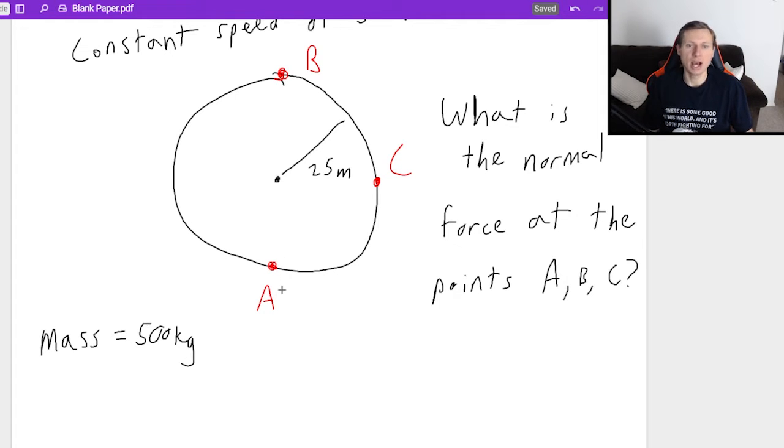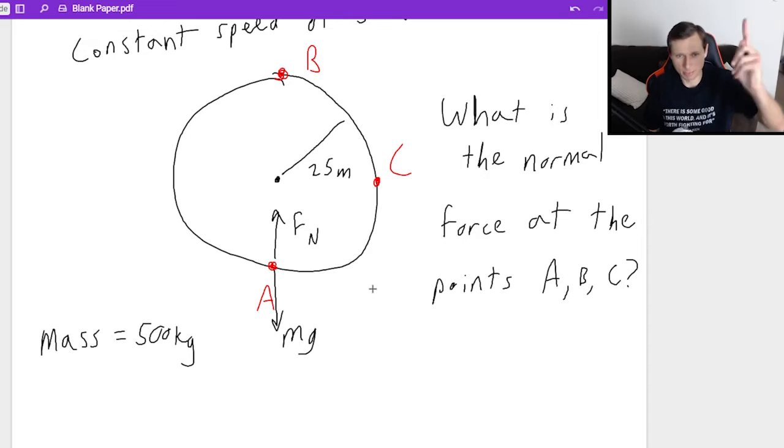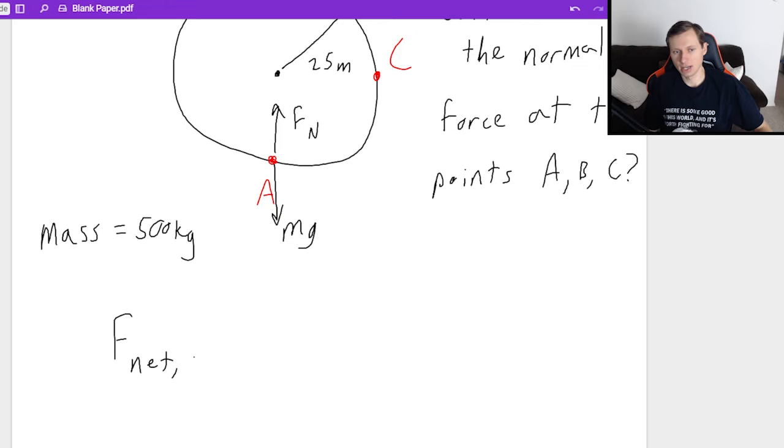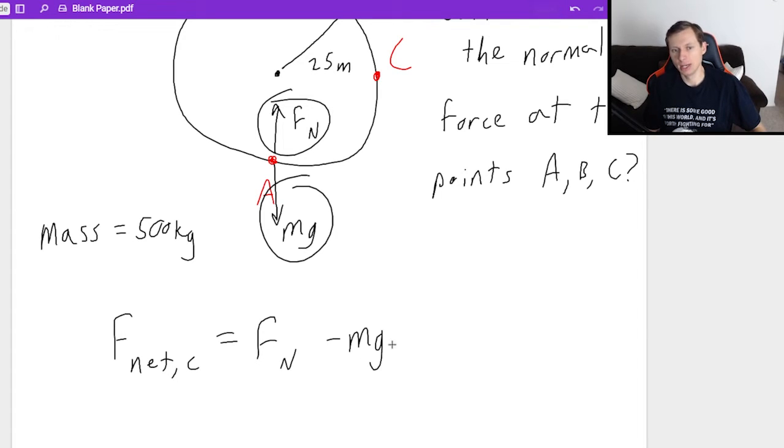For point A, I have only two forces that I need to worry about. I have the force of gravity, which points down, mg, and I have the normal force, which points up, Fn, just like that. Normal force points up, by the way, because it's coming from your seat, and your seat is below you, so it's pushing up on you. So these are my two forces. I then say F net, comma c, equals forces pointing in towards the center, that's Fn, minus the forces pointing away, so minus mg, and that's equal to mv squared over r.